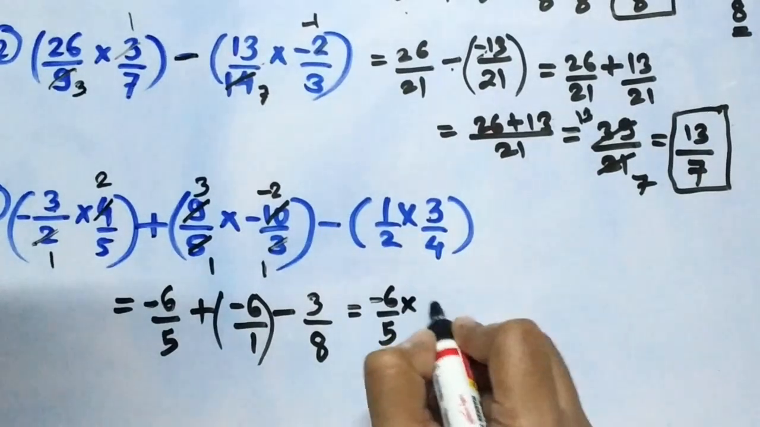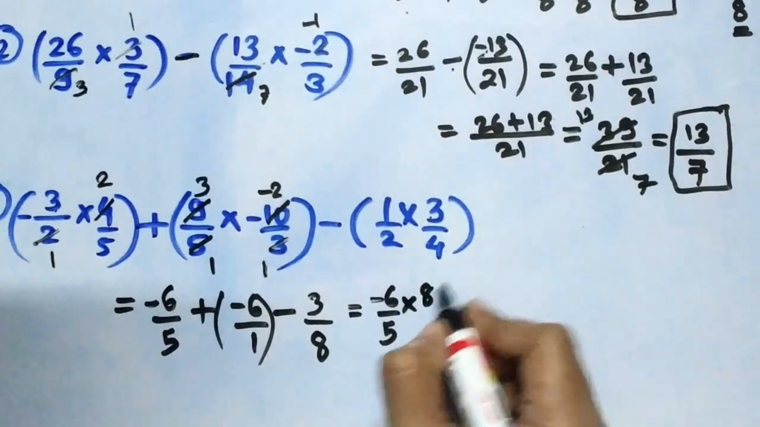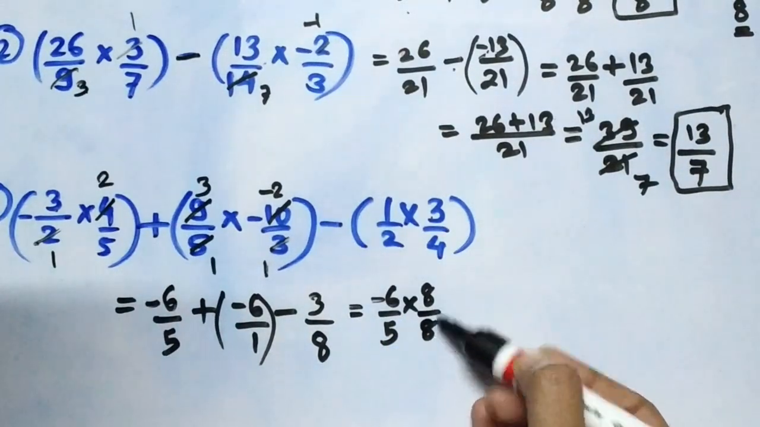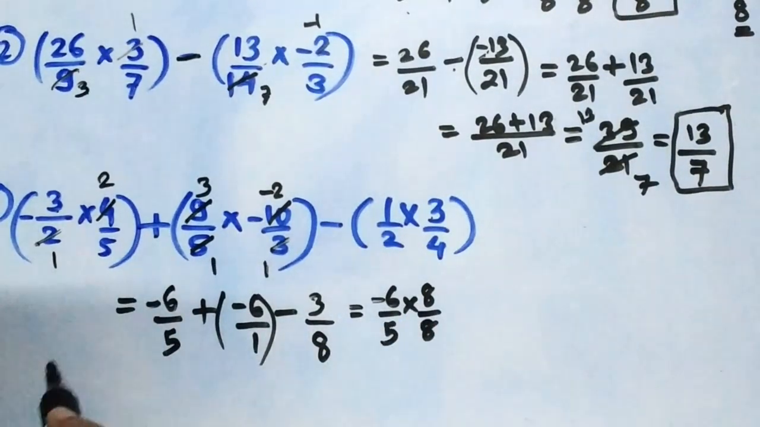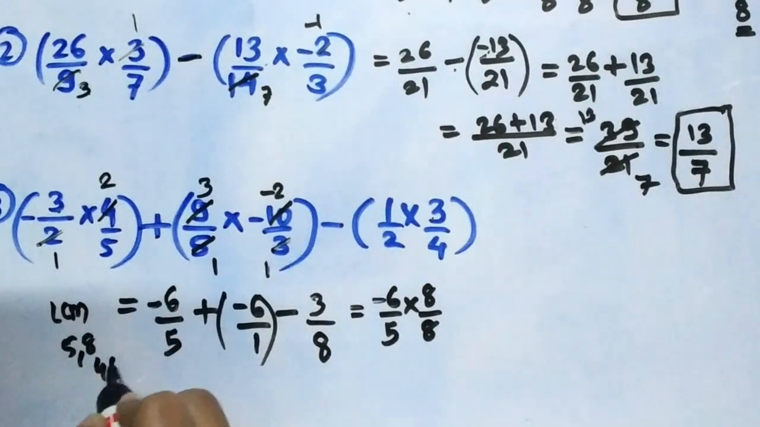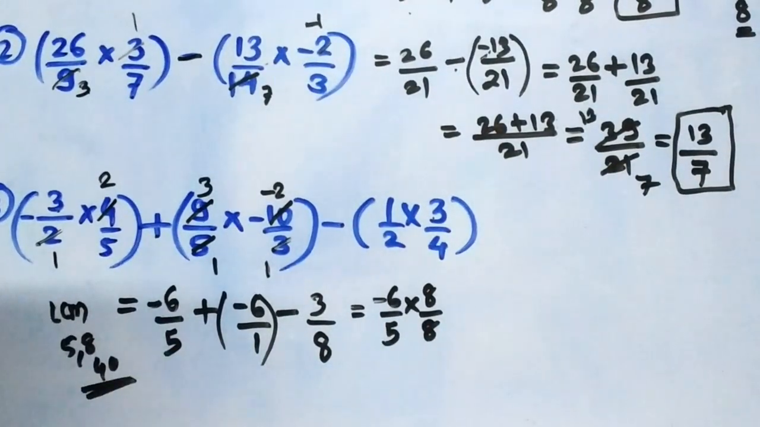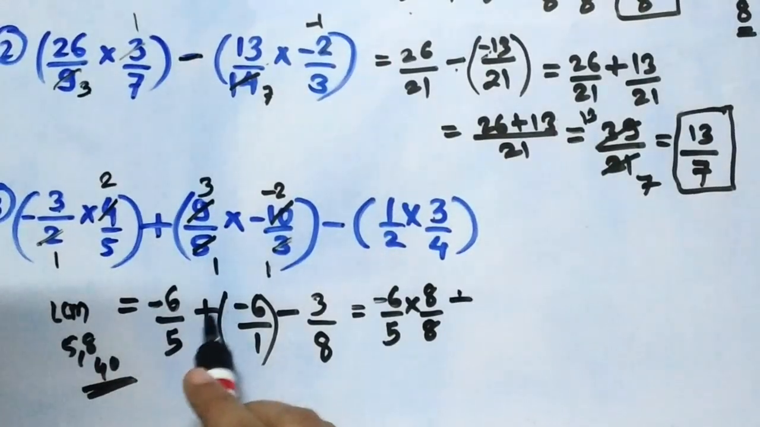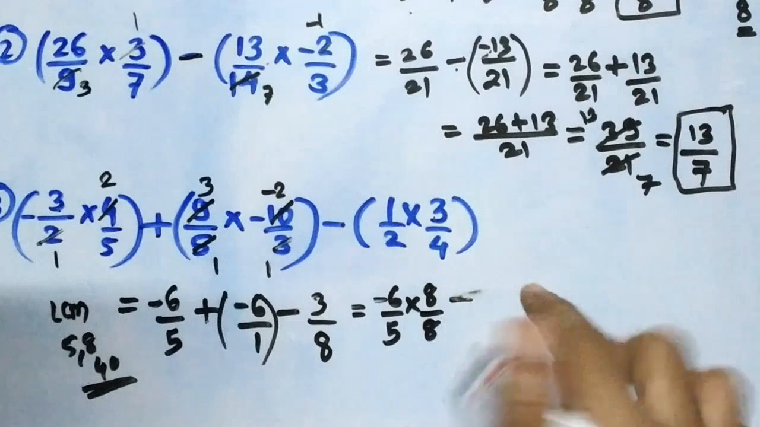Now you can take here 5 8s are 40. So you can divide and multiply by 8. Why am I multiplying by 8? Because here LCM of 5 and 8 is 40. That's why. Now plus, here plus and minus will be minus, so we will write directly minus here.